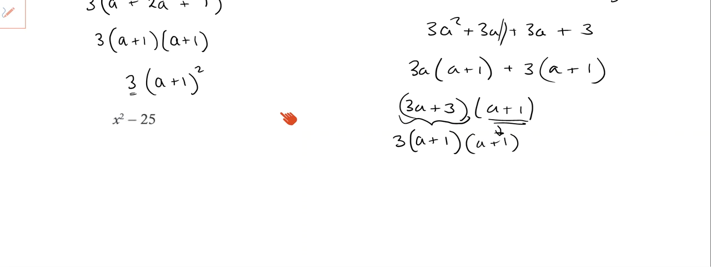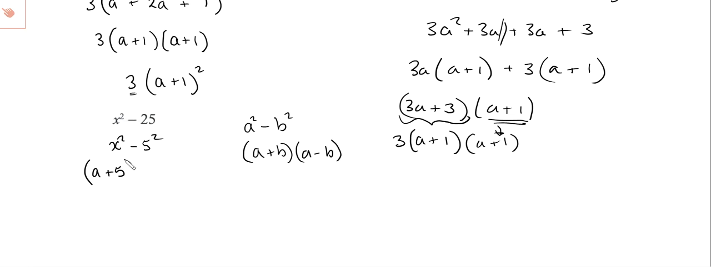Difference of 2 squares. Where are the clues? A minus and a square number. Makes me think that. Yeah? And if you've written it down, you know a squared minus b squared is going to be a plus b, a minus b. That maybe should be on your sheet. Therefore, this is x squared minus 5 squared. Therefore, it's going to be x plus 5, x minus 5.